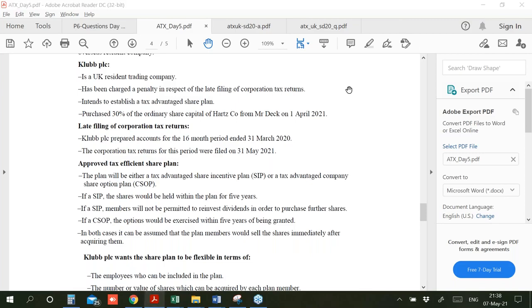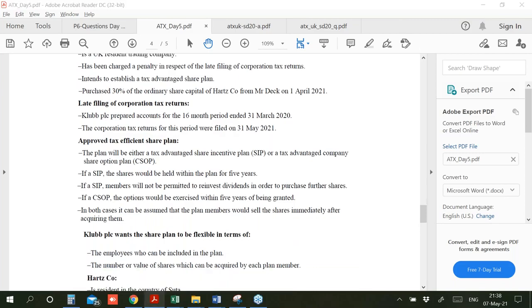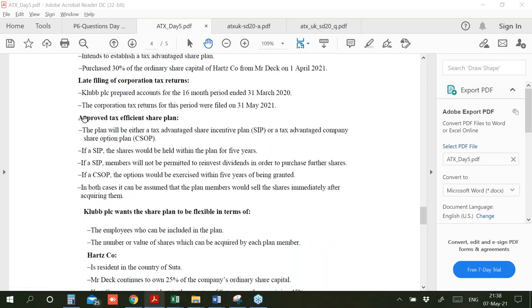Now, what will I tell the company here? I will give a heading that Club PLC wants the share plan to be flexible in terms of the employees who can be included in the plan. So I'll give this heading, under that I will discuss the flexibility of both, and I'll tell that in CSOP the share scheme can be given to all or a selected group of employees. Then the number or value of the shares which can be acquired by each plan member: in CSOP, it can be given maximum up to 30,000 per employee.